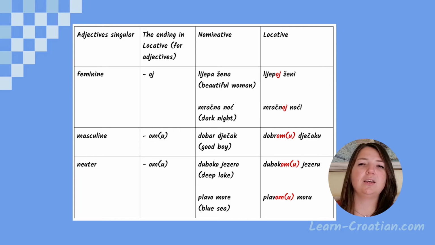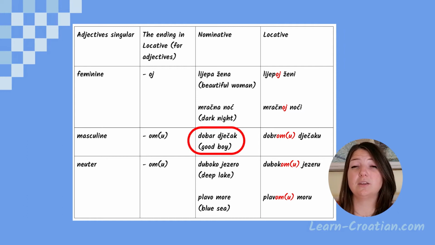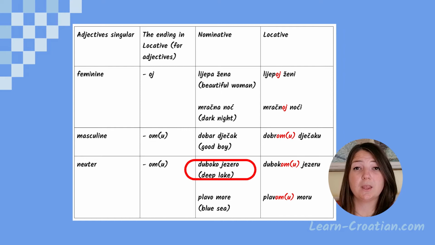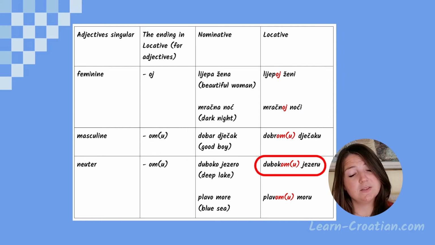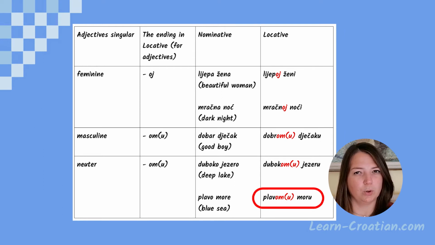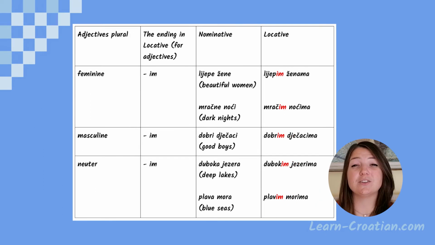Now the masculine and the neuter have the same ending. So dobar dječak, the masculine, the good boy, would be dobrom or dobromu dječaku. The neuter, duboko jezero, dubokom jezeru, and plavo more, plavom moru. Okay, these are the adjectives in the singular.